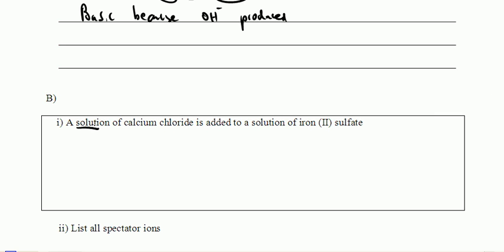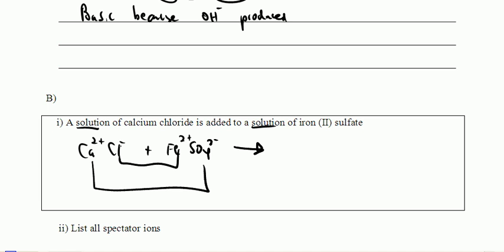A solution, Ca2 plus, Cl minus, calcium chloride is added to a solution of iron 2 sulfate. So I wrote my reactants. I see ions. I do not see any neutral atoms, so I'm going to do a swap and a stick. I do not see OH and ammonia. I do not see H plus and CO3 2 minus. I do not see H plus and OH minus, so it's going to be precipitation stick.